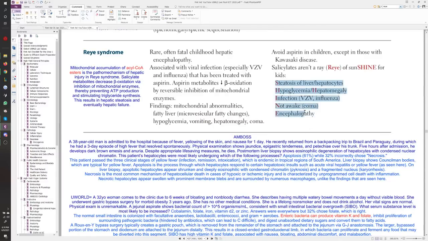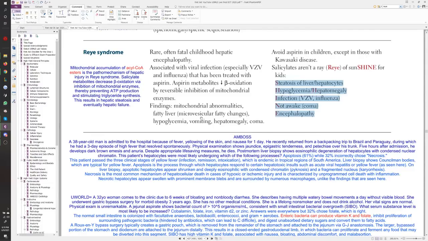Most of this mnemonic, in my opinion, was always a little unnecessary. The main thing you need to remember is just Reye syndrome: you're not going to have that sun ray shine in the child. The child loses their shine. Now they're going to look very dull and knocked out, like they're asleep, right? And that's because of the encephalopathy that precipitated from the turning off of acyl-CoA esters, actually, right?